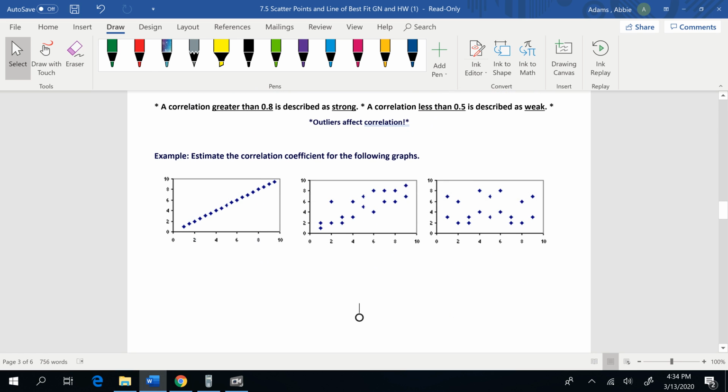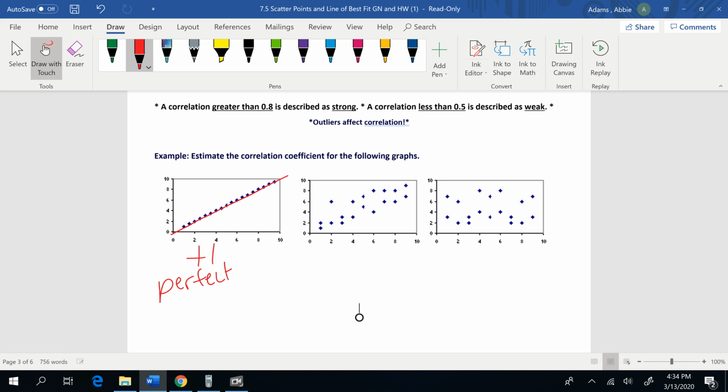For this first example, I've given you a pretty linear set of data. So our scatter plot has a pretty linear line of best fit. I would call this a perfect correlation. So I would give it a +1, and this is perfect correlation. I don't see any outliers on this graph, and they all increase about the same rate. So as x is increasing, the y is increasing about the same rate. All right, let's look at the next graph.